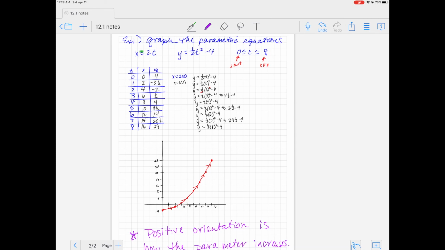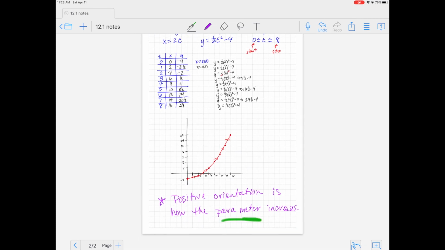Such as, what if this had been like a negative 2t, right? I would have started over here and then worked my way. That would have made a difference. But if you would have started here and then worked your way down, that's still considered positive orientation, because positive orientation is just where your parameter increases. Where you start to where you stop.